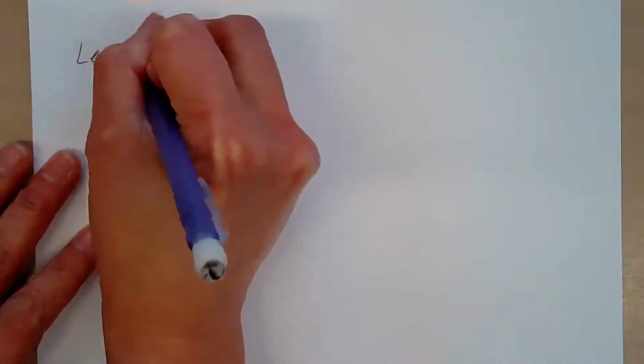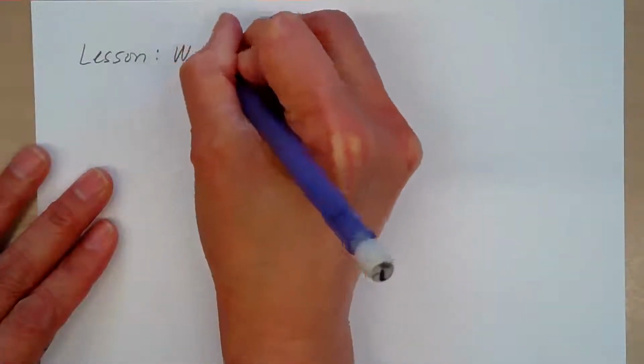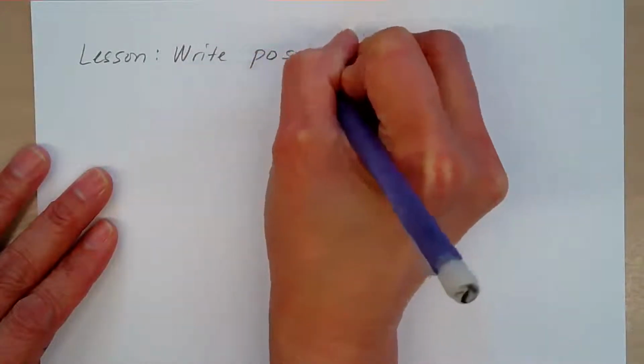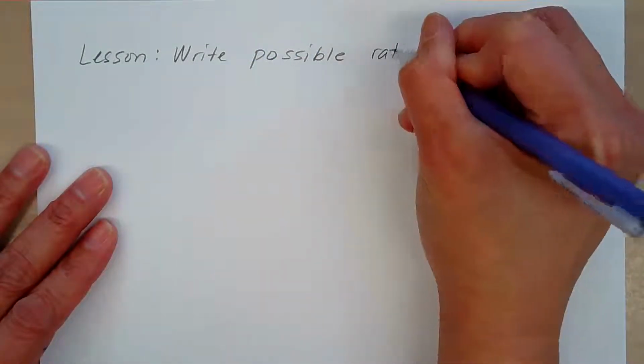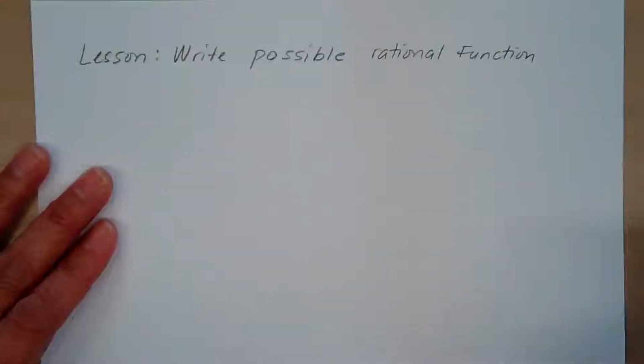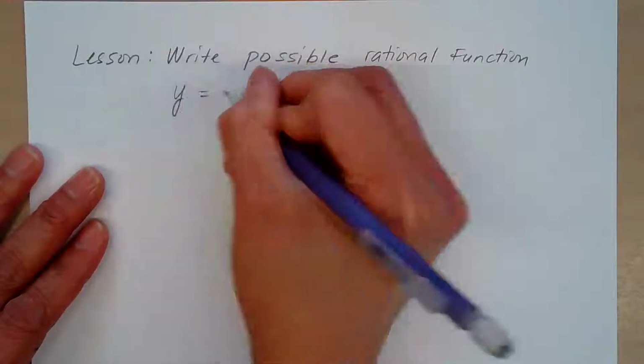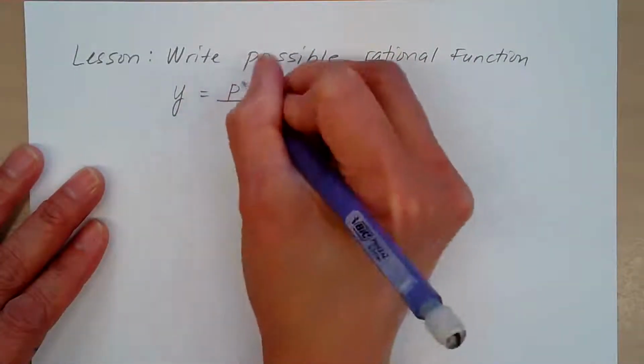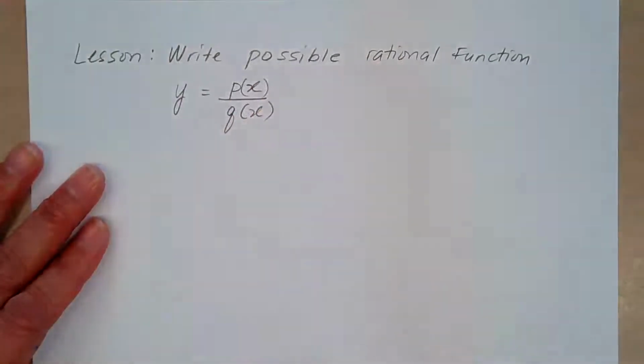Let's focus on this piece. So this topic is on figuring out what function. Okay, so lesson, I'm not going to even write down the lesson number. Write a possible rational function in the form y equals p of x over q of x. Okay.